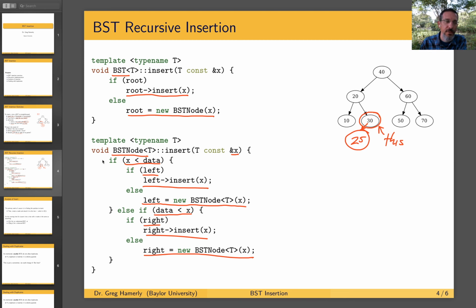And what happens if this is not true and this is not true? So in other words, X is not less than data and data is not less than X. Then they are equal, in which case there's no else here. We just don't do anything, right? That's where we say, don't insert this. We've searched for the thing that we want to insert. We found it in the tree, so we're not going to insert anything. It does nothing at that point.